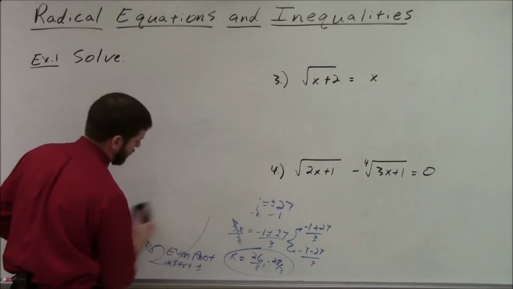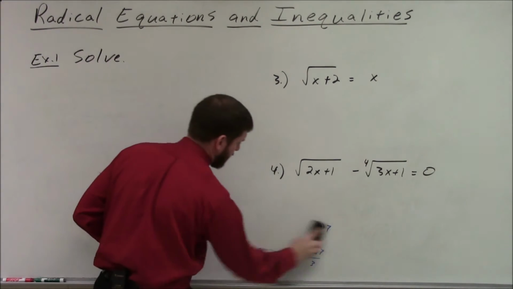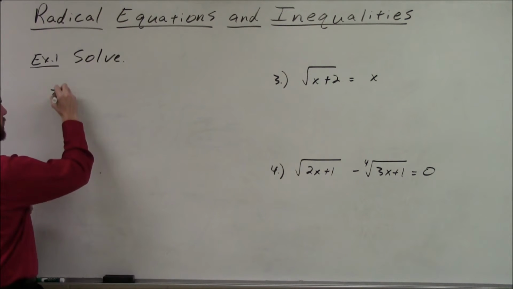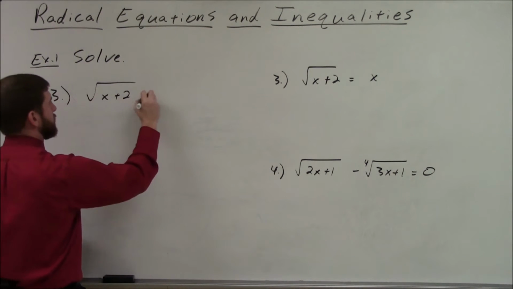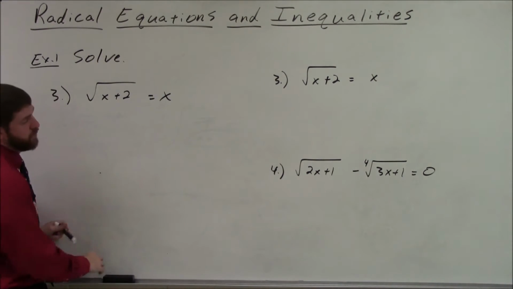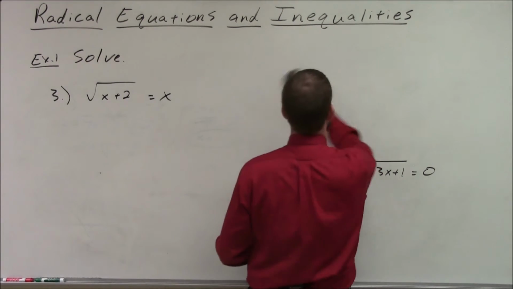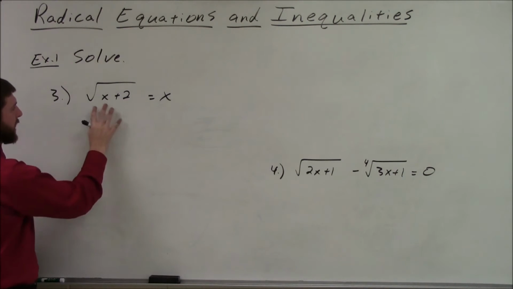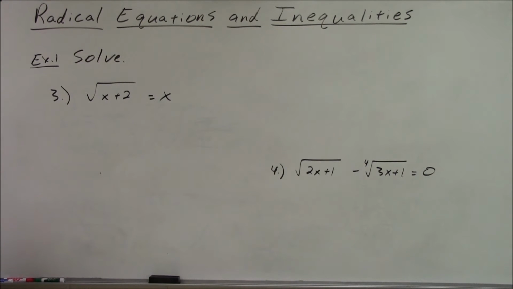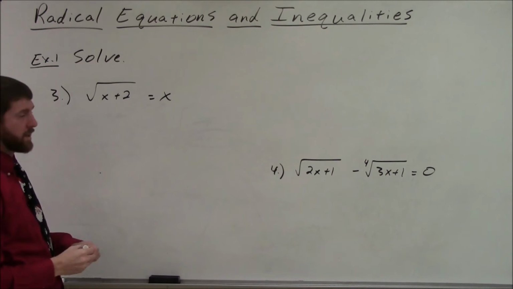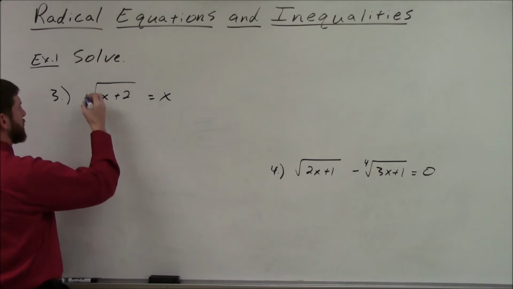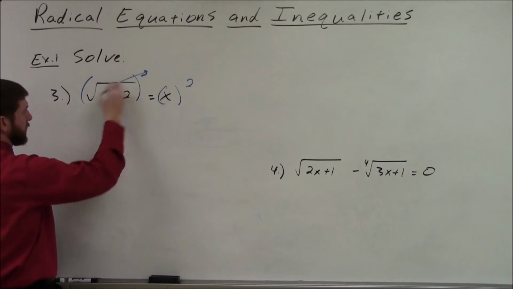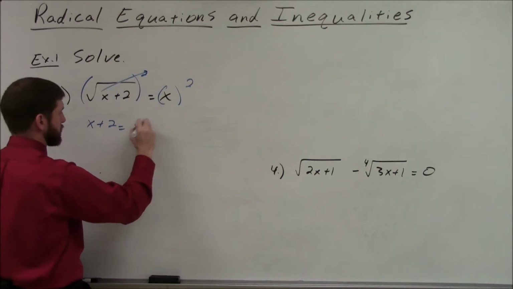So the one on number 3 up there, we notice that we have the square root of x plus 2 equals x. So we have variables inside the radical and outside the radical. Don't let that impact anything. We've got to dump this radical before we can do anything else. So I'll get rid of a square root by squaring both sides of the equation. That'll cancel. x plus 2 equals x squared.